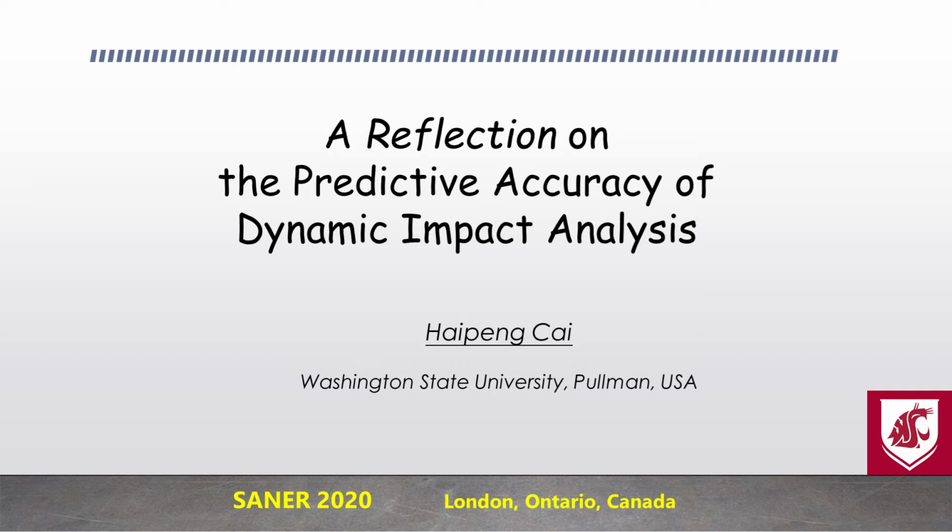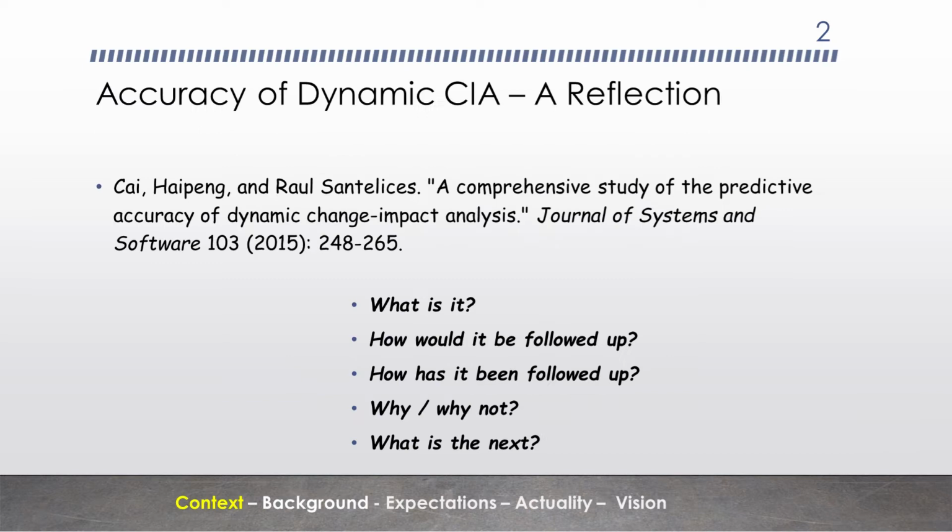In this short presentation, I will share my personal reflection on the predictive accuracy of dynamic impact analysis. This is a JSS paper we published back in 2015 on this topic. After quickly introducing what dynamic CIA is, I will reflect on how back then we believed this work would be followed up, in contrast to how it actually has been followed up later on. Then I will share my personal thoughts on the justification of the contrast and envision some future steps on this topic.